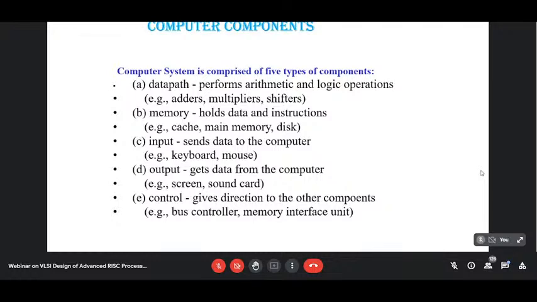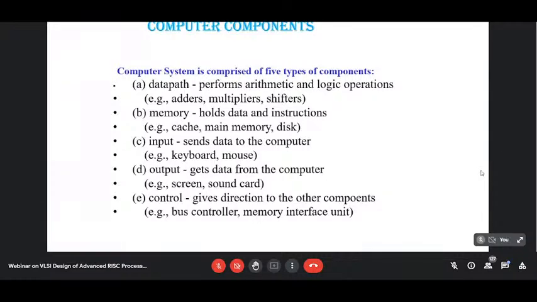Memory holds data and instructions. So memory is the area where instructions will be stored and where data will also be stored. Data could be written onto the memory, or data could be read from the memory. Once instructions are stored, they will be read one after one.